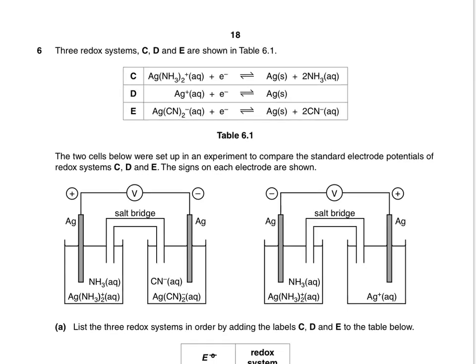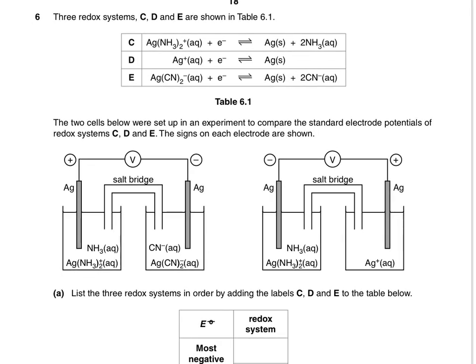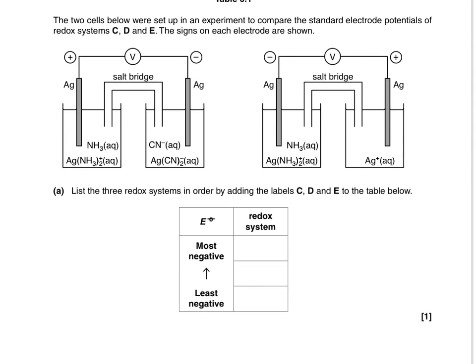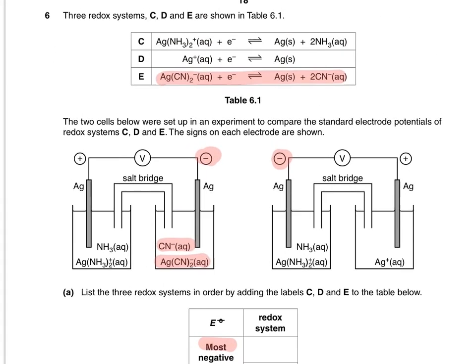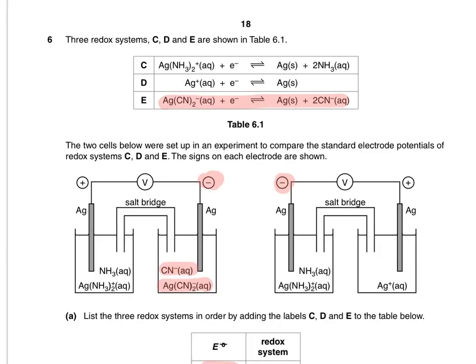So these are redox systems. It asks you to list them in order by adding the labels C, D and E to the table below. So you need to be looking at most negative versus least negative. So you can see that I've identified the most negative half cell because it's going to be the negative pole. So therefore, what we can do is we can see that one of them is going to be E.